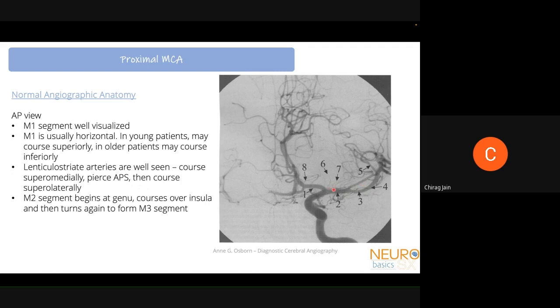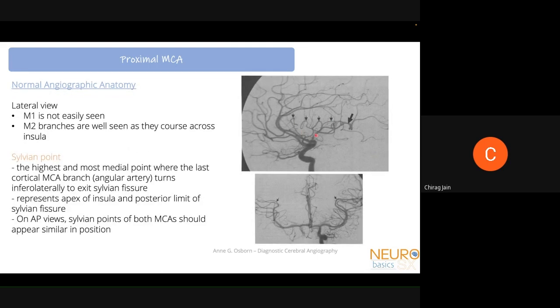In the AP view, as you can see here, even these lenticulostriate arteries are quite well seen. Okay, and how you can identify these is, you can see these arteries will first be coursing superomedially after piercing the anterior perforated substance, then they will wrap around the basal ganglia. So they will then course superolaterally. So first superomedially and then superolaterally. So these are all the lenticulostriate arteries. Okay, and this is the genu. This is the part where the M1 segment is finally turning up and becoming the M2 segment. This part, again, at the level of the superior sulcus, will bend again and form the M3 or the opercular segment.